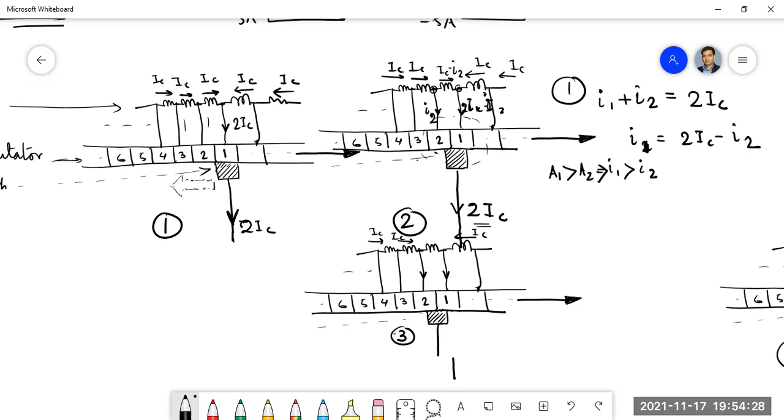But what about the third instant? I1 equals I2. What is the reason for that? In terms of A1 and A2, can't we write A1 equals A2? Therefore, the resistances are equal. Therefore, the currents are equal. Can't we write like that?